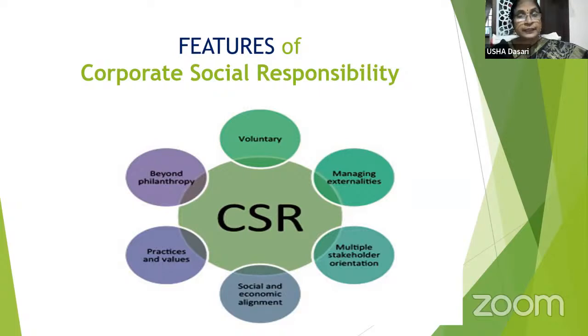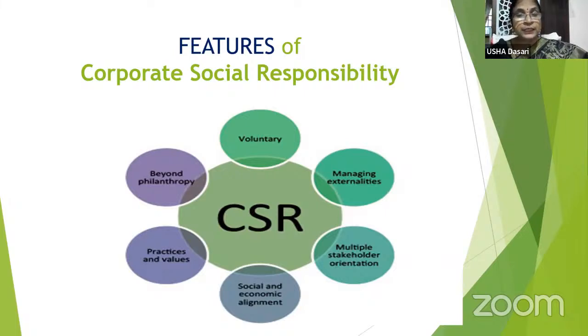The next one is the stakeholder orientation, multiple stakeholder orientation. What does it mean here? CSR takes into account various stakeholders, including the employees. Stakeholders means employees, shareholders, suppliers, customers, local communities, and all the consumers that can have both positive or negative impact on business and the environment. So that is a very important feature.